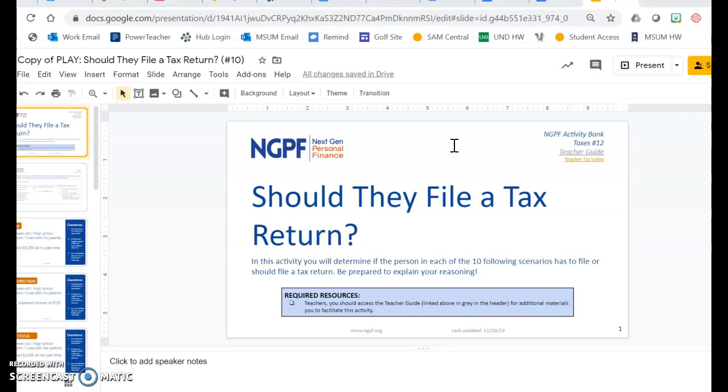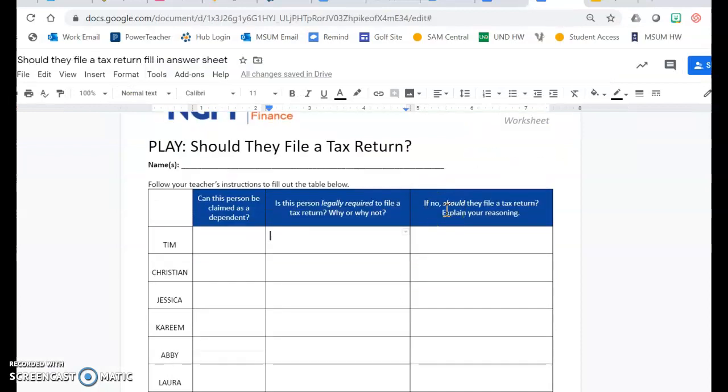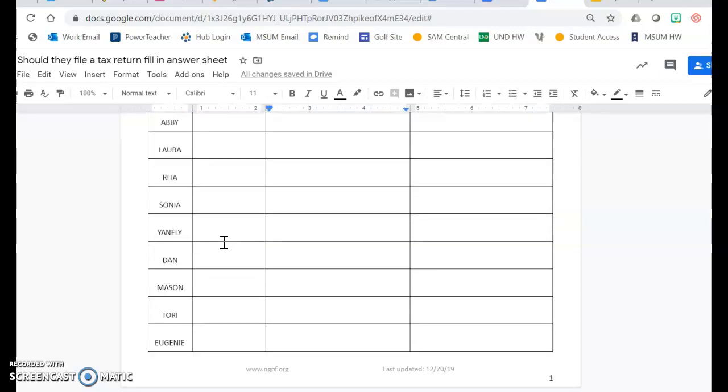So you will notice on Google Classroom there are two different links. There'll be a link to this PowerPoint that you will need to use to do the activity, and then there's a link to an answer sheet, and this is where you're actually going to be putting in your work.